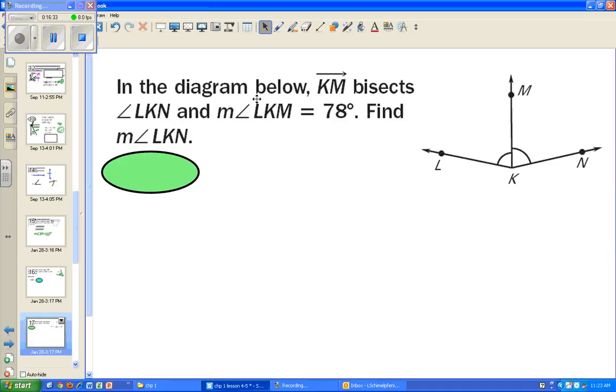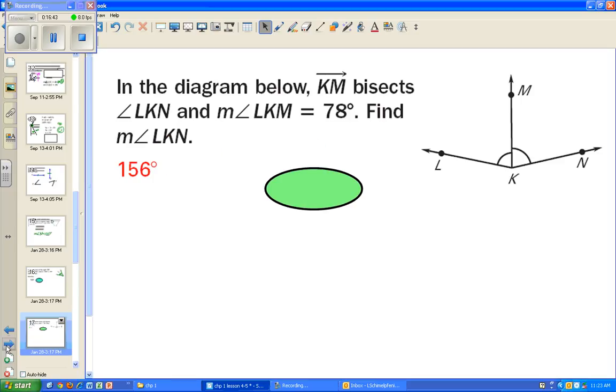Go ahead and try this one. Read the question. Pause it. Good. 156. Same idea as last time.